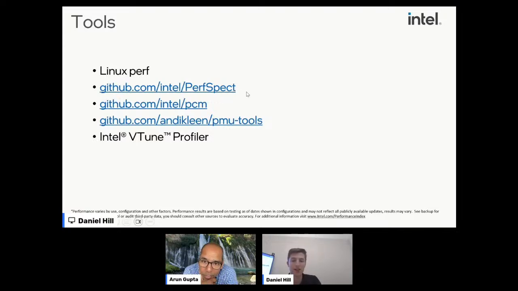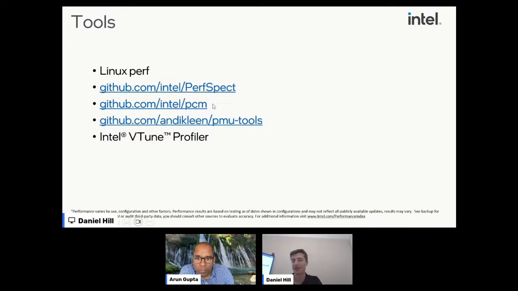PerfSpect is an open source tool maintained by Intel. PCM is open source. Andi Kleen, he works for Intel, also another open source tool. A lot of open source here. And PerfSpect is a wrapper basically around Linux Perf. So it does some of that grouping and event metric stuff for you, so you don't have to worry about optimally multiplexing your events in Perf. It'll kind of do it for you.